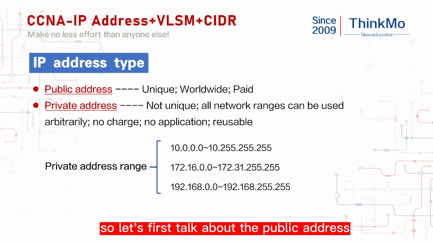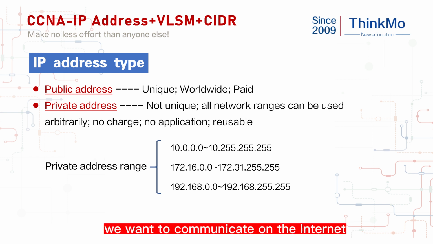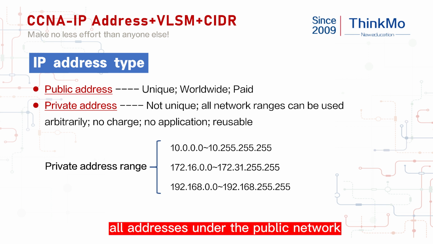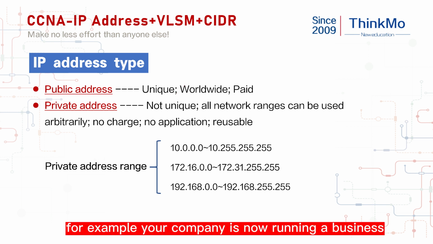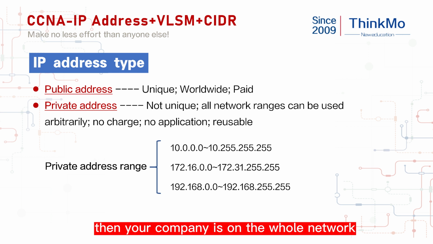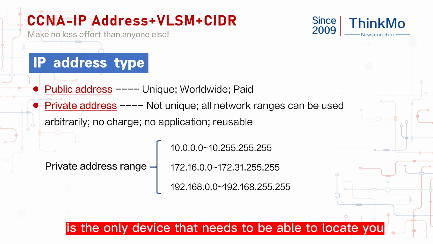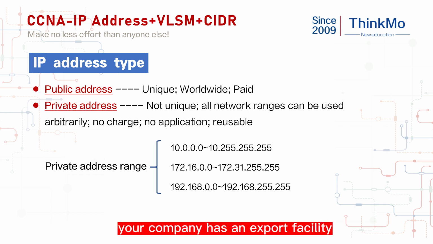So let's first talk about the public address. We want to communicate on the internet. All addresses under the public network when communicating must be unique. For example, your company is now running a business. Then your company is, on the whole network, the only device that needs to be located. Your company has an export facility.